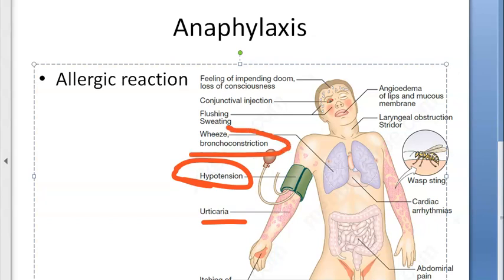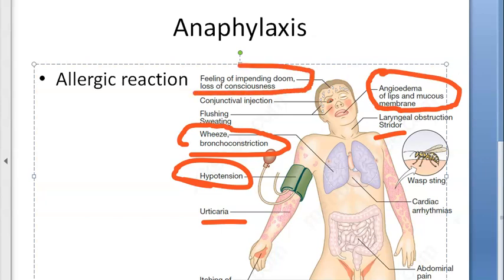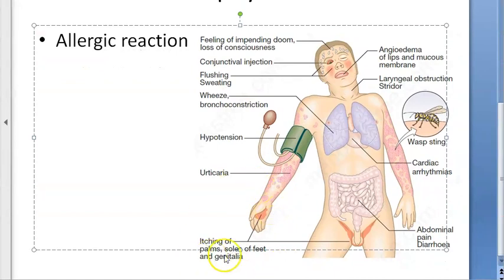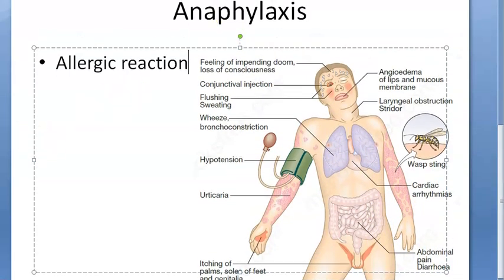They are saying there is a wheeze, stridor, those sounds, right? Angioedema of lips and mucous membrane. Feeling of impending doom, loss of consciousness, conjunctival injection. Flushing, sweating. Then what else? There's something at the bottom also: urticaria, and then they're talking about itching, abdominal pain, diarrhea, cardiac arrhythmias. Okay, so this is all about anaphylaxis.